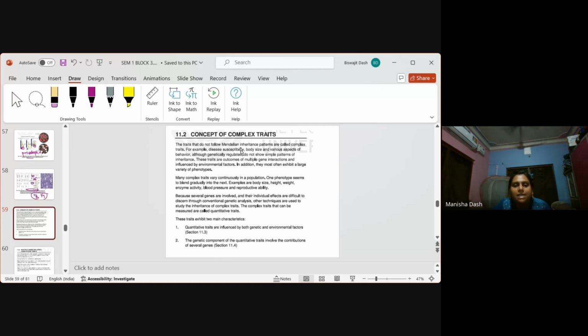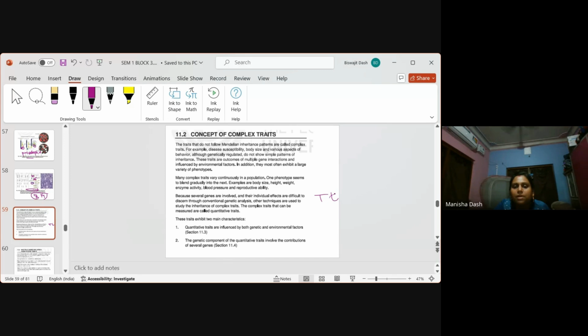Okay, then let's start with a very new topic, that is called a complex trait, or in other terms, you can also call it a quantitative or polygenic trait. Let me give you a brief reminder regarding Mendelism. In Mendelism, the traits are actually monogenic. Monogenic means they are qualitative in nature.